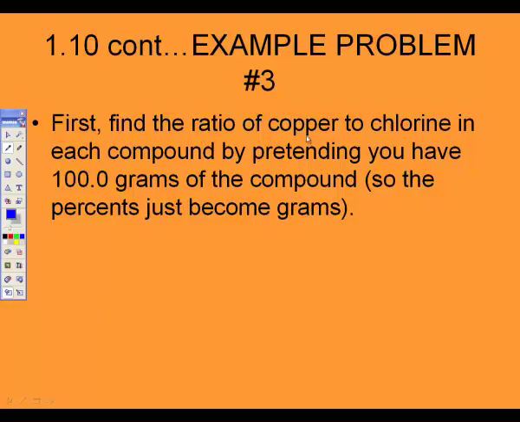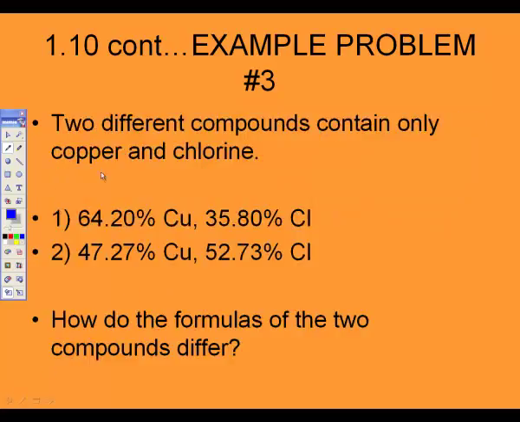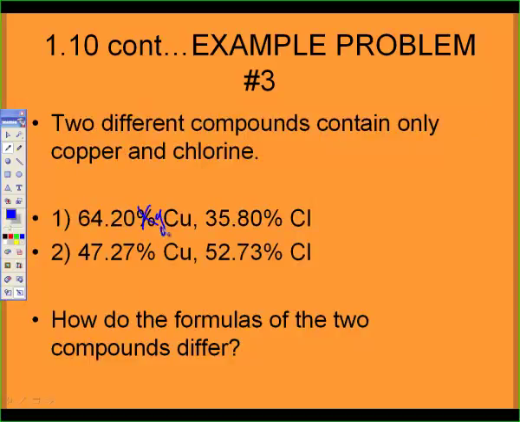First, find the ratio of copper to chlorine in each compound by pretending you have 100 grams of the compound. If you have 100 grams, the percents can just become grams. So let's back up a little bit and do that. So if I assume I have 100 grams, then 64.20% is 64.20 grams. So if I'm going to find the ratio this time I want you to set it up a little bit differently. I want us to do a ratio of copper to chlorine like this.